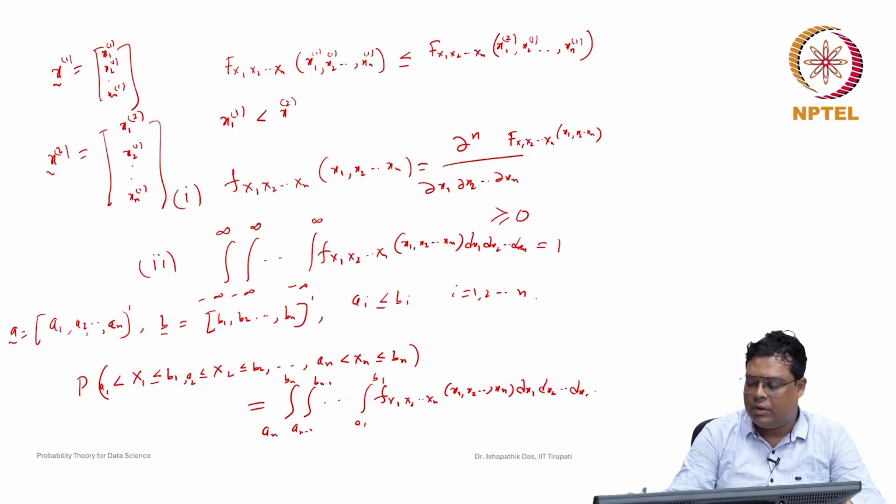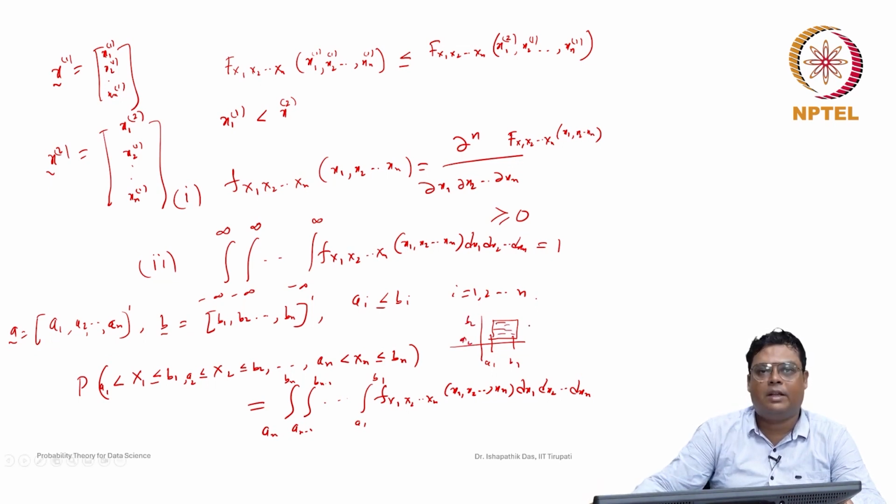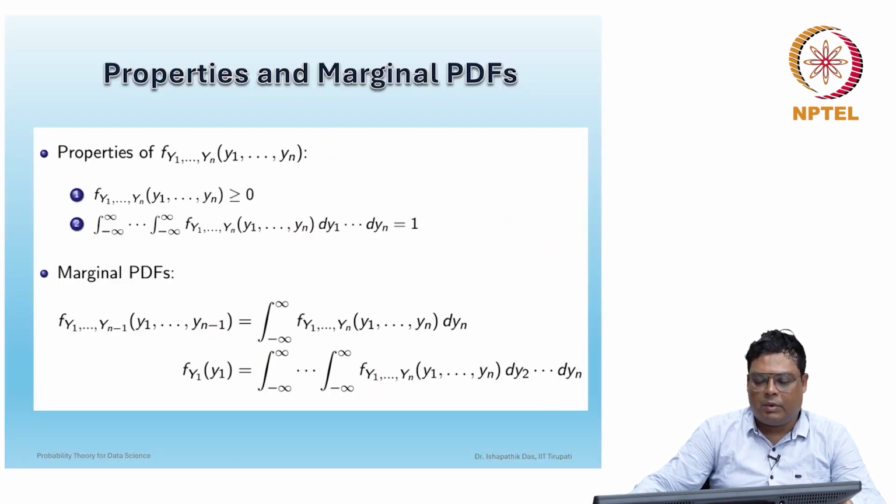In this way we can find the probability in a rectangle. Here actually it is an n-dimensional cube, like a cube in 3 dimensions. We can represent it graphically, but in the two-dimensional case it is nothing but a square like this, with A1 to B1 on one axis and A2 to B2 on the other. So this is the probability inside this region, which we discussed in the bivariate case. These are some of the properties.